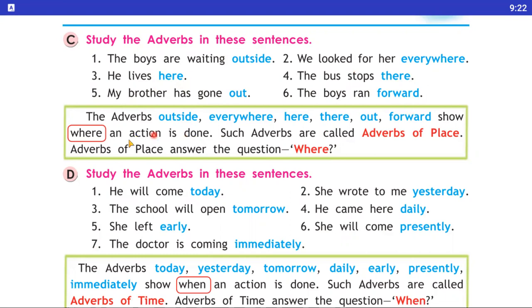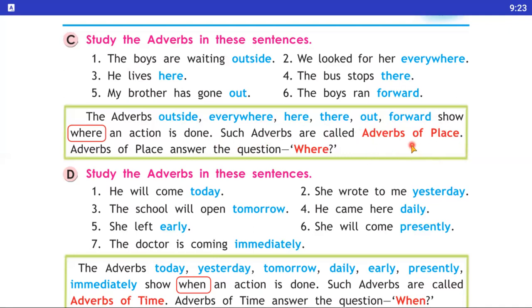Okay student, कहाँ पर action done हो रहा है? तो हमने इससे पहले पढ़ा था adverb of manner, how, action कैसे हो रहा है. अब इधर हम पढ़ेंगे where, मतलब क्या होता है, कहाँ action डन हो रहा है. So such adverbs are called adverbs of place. जो ये adverbs क्या कहलाते हैं? Adverbs of place.